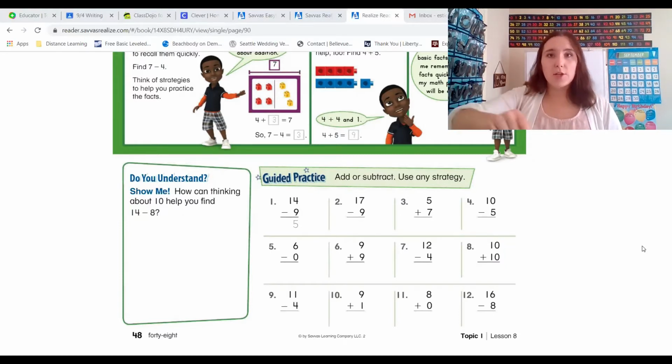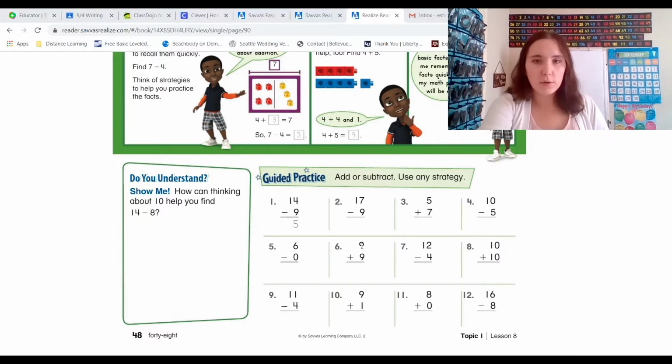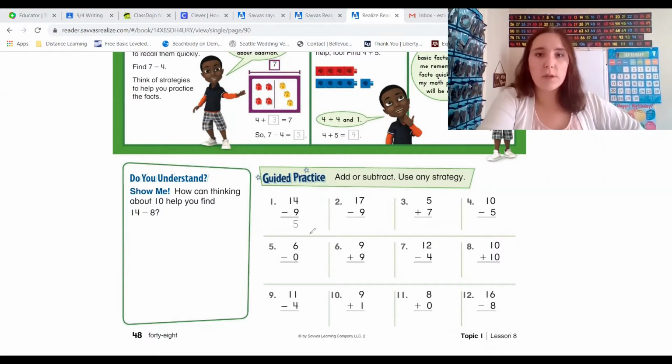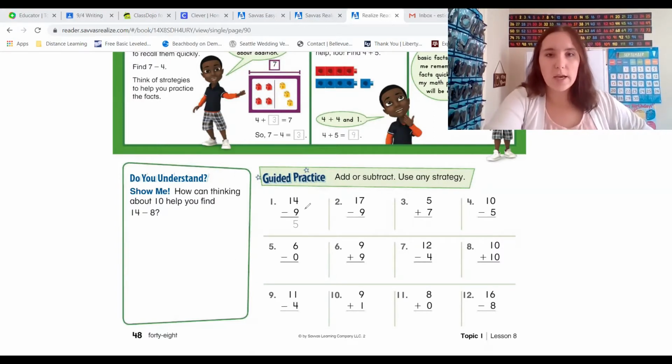So remember, make sure you read the directions carefully. The directions for our guided practice problems say add or subtract, use any strategy. So make sure, friends, when you are doing these problems that you are very careful to see if it's a subtraction problem or an addition problem, okay? Don't make that mistake. Make sure you check. Okay, let's start with number 1. It says 14 minus 9.